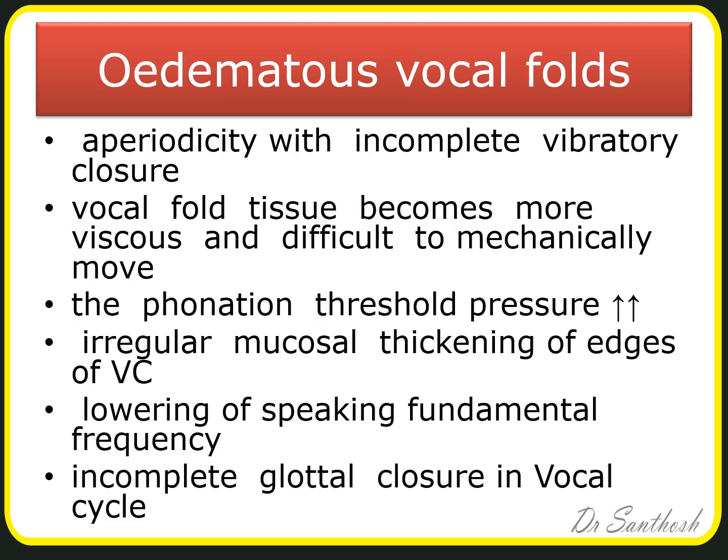So what is the pathogenesis of acute laryngitis? There is edema of the vocal cords or vocal folds. This edema causes aperiodicity of the vocal cords with incomplete vibratory closure of the vocal cords. The vocal tissue becomes more viscous and difficult to mechanically move, and the phonation threshold pressures are increased. There is irregular mucosal thickening of the edges of the vocal cord, and most importantly there is lowering of the fundamental frequency of the vocal cords.